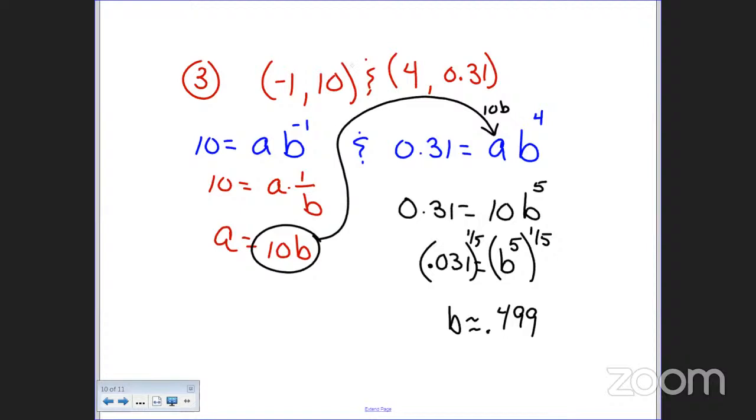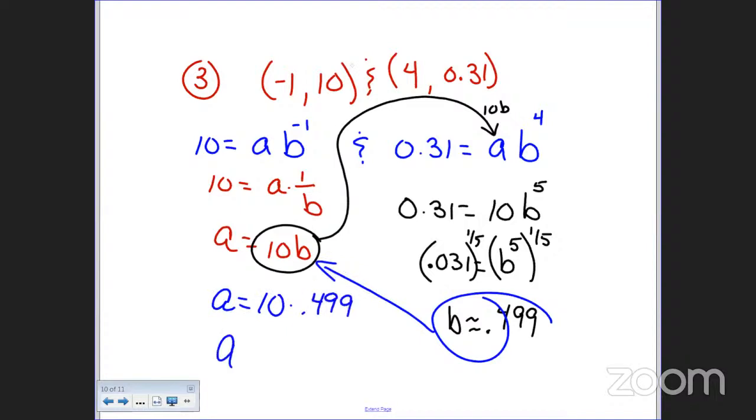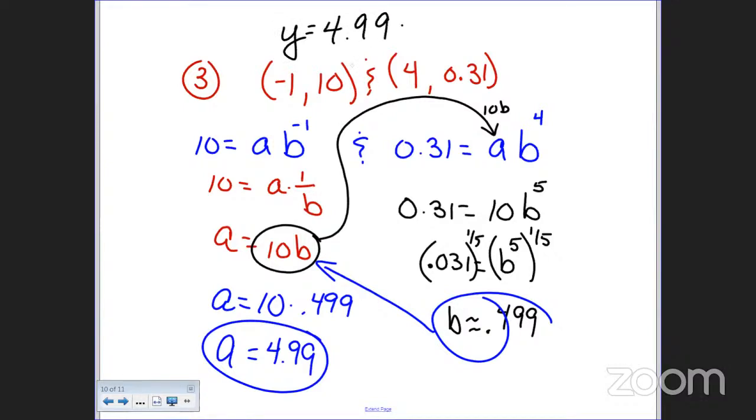Once you have that, though, what do you do with it? You now take this and you plug it in this equation here. So A is equal to 10 times 0.499, which means A is equal to 4.99. And then once you have that, then you can write your equation. Y equals 4.99 times 0.499 to the x. Okay? If you left it as an exact, that's completely fine. No problem. I'm cool with that.